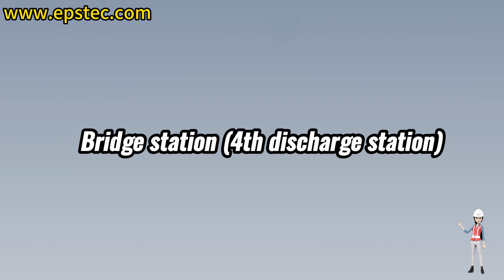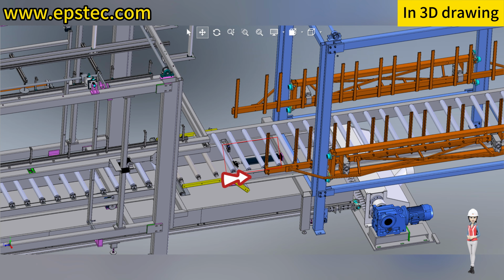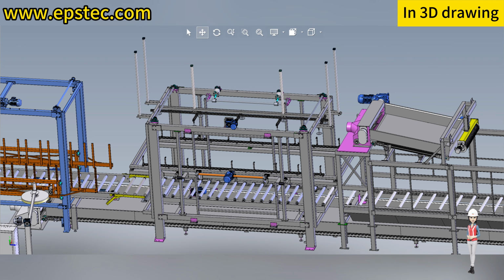Bridge station. Force discharge station. The bridge cylinder retracts, and the connection frame is in a horizontal state. At the same time, the surface cutting roller conveyor and destacker roller conveyor start. Transport the EPS boards to the stacker.